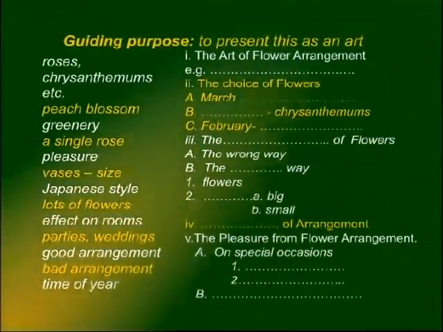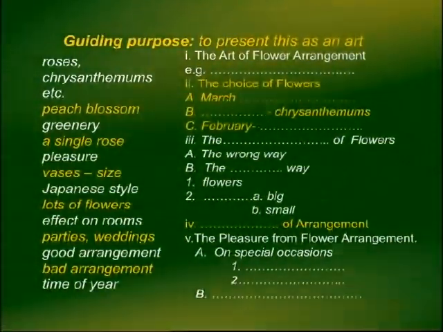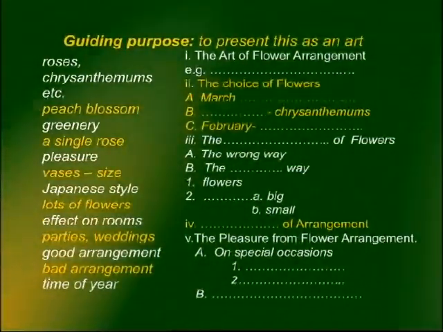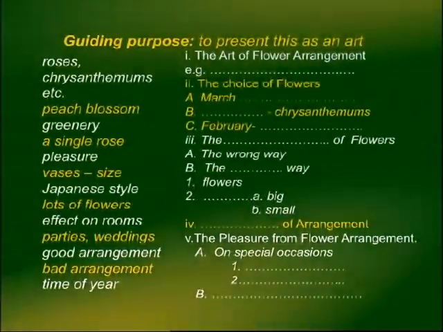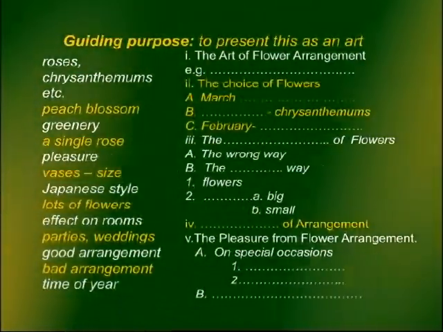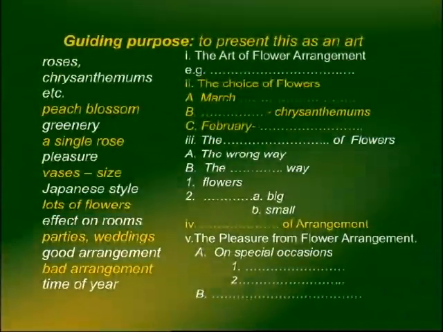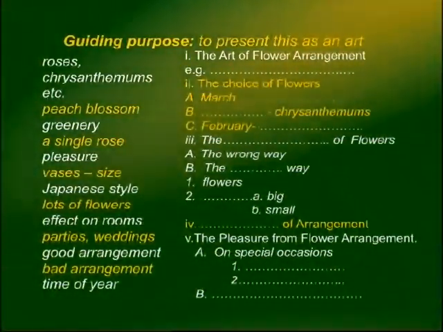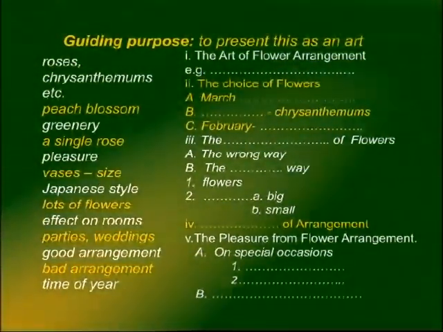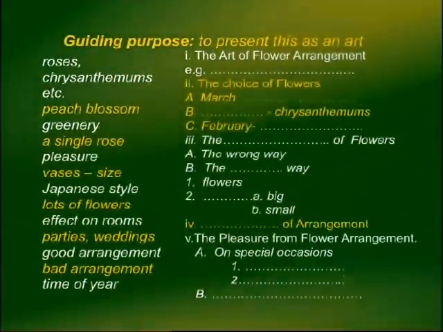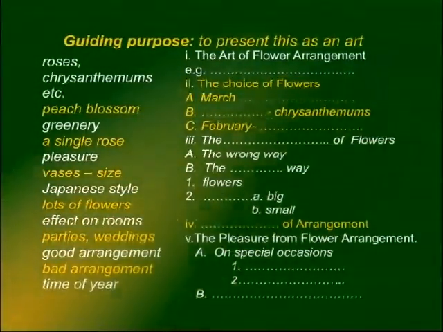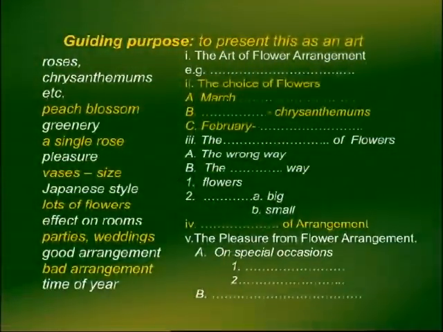Now the topic is flower arrangement, and the guiding purpose is that you are to present this as an art. How is flower arrangement to be presented as an art? Look at all the ideas that were jotted down by the writer, and these ideas are on the left hand side. When you think of flower arrangement, the things that come into your mind: names of flowers, roses, chrysanthemums, peach blossoms, dahlias, greenery, a single rose, pleasure. You get pleasure, so you write it down when you are arranging flowers. You arrange them in vases, the sizes. Then there is the Japanese style of arranging flowers. Then you say, well, lots of flowers are involved. You need lots of flowers if you are presenting it as an art. You use flowers at weddings, at parties.